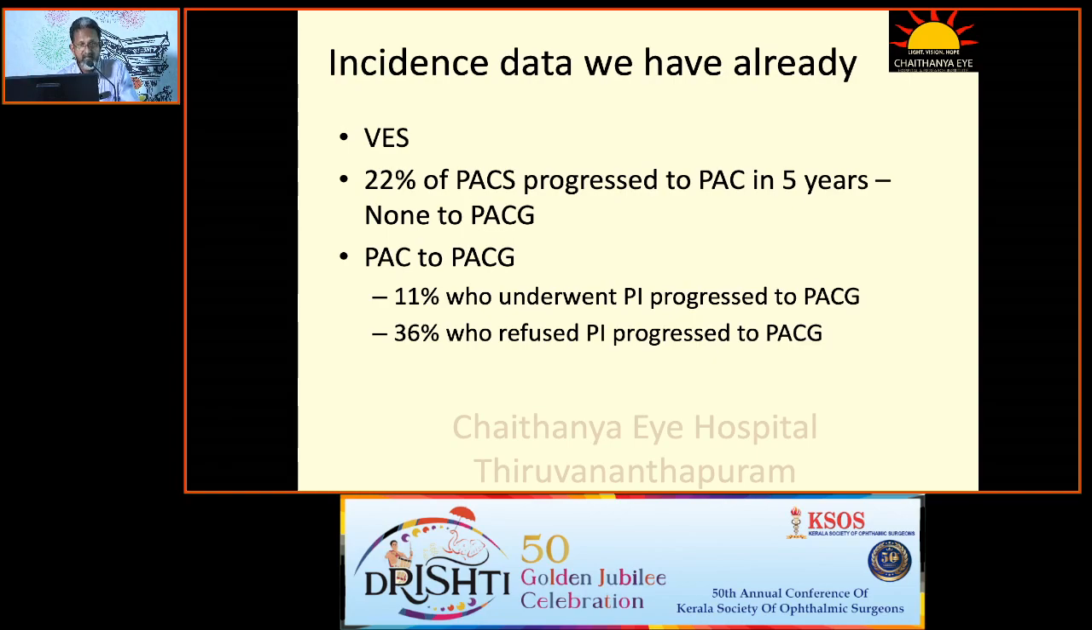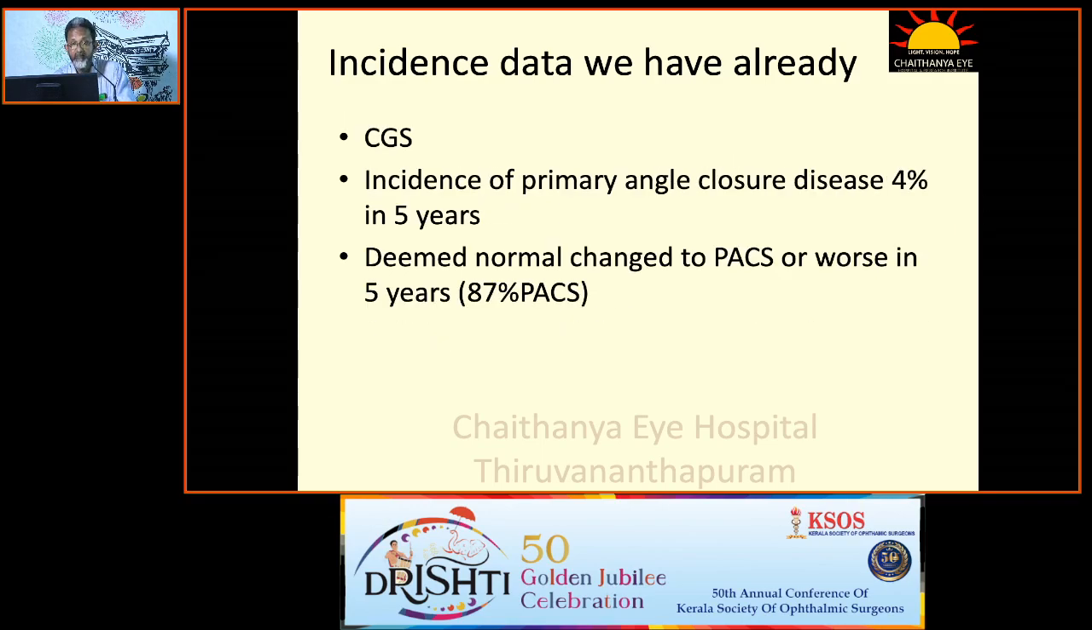The data we have always had is the Vellore survey: 22% of the PACS suspects progressed to primary angle closure, not yet glaucoma, in 5 years, and 11% of the PAC patients who underwent PI still progressed to PACG in 5 years, and 36% of those who refused PI progressed. So what it shows is PI doesn't deal with the closure element fully, and those who have PI seem to be somehow a little better protected.